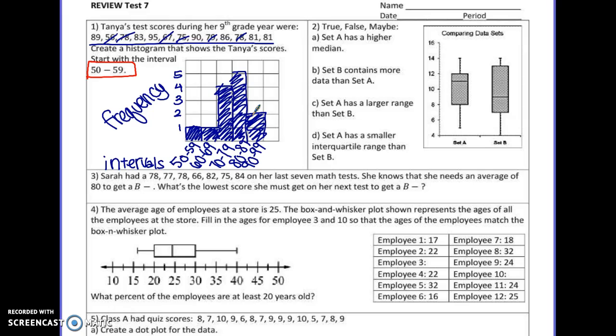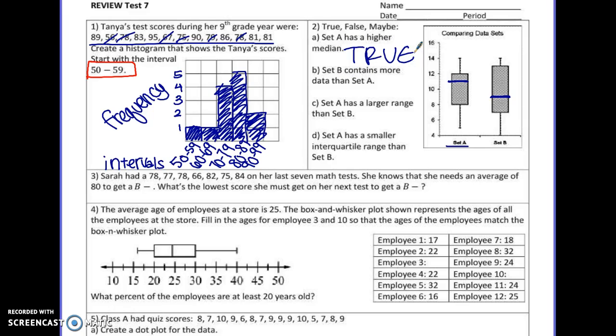Okay, true, false, maybe. Set A has a higher median. So median is our middle line, and here's A. Set A is higher for a median. That is true.